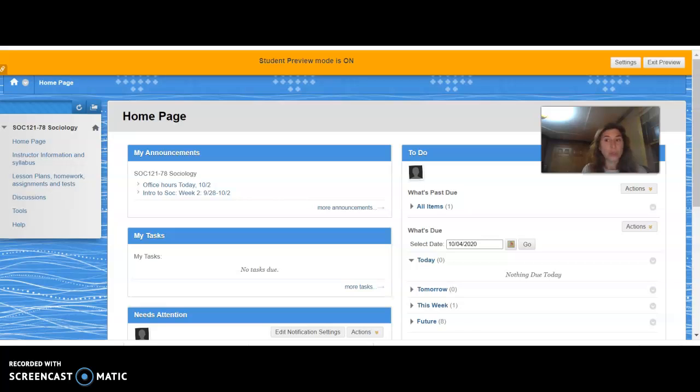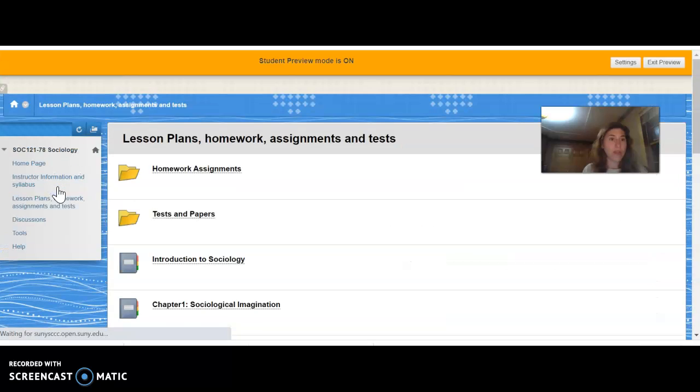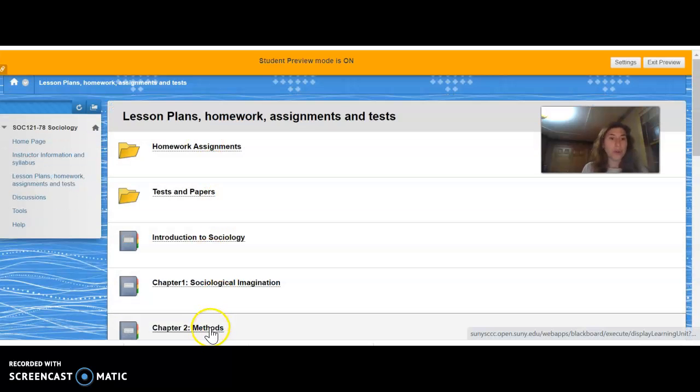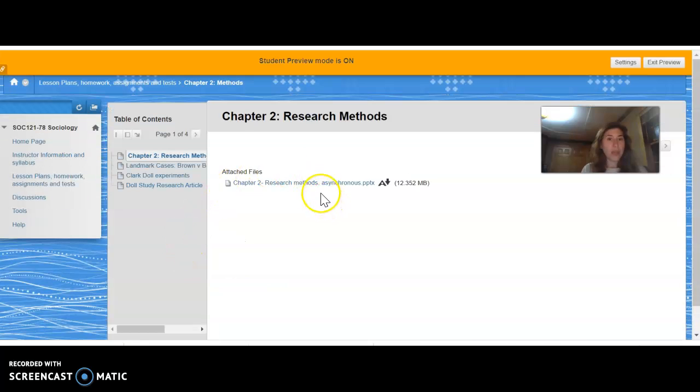So please read chapter 2 in your textbook. And when you have done that, then you can go ahead and listen to the narrated PowerPoint. You're going to find that in lesson plans, homework, assignments, and tests. So you're going to go ahead and click on that. You're going to go into the chapter 2 methods folder right here, and you're going to see that the first thing you see is a lecture. So you're going to click on that. And then when you play the slideshow, you'll be able to hear me narrating the information.